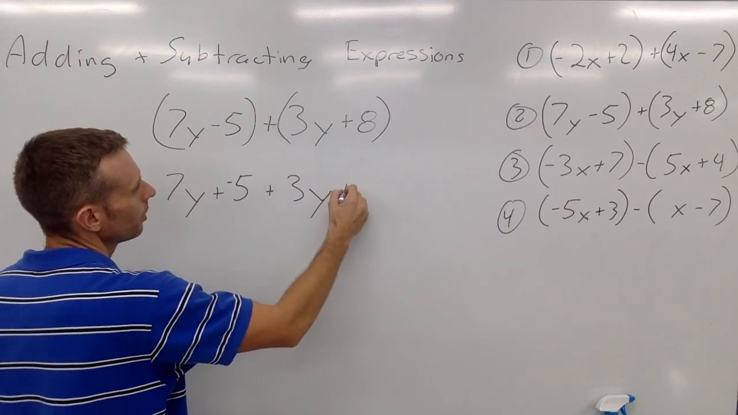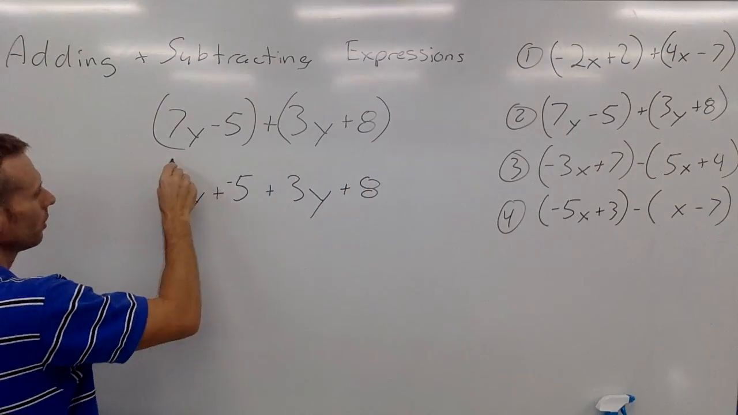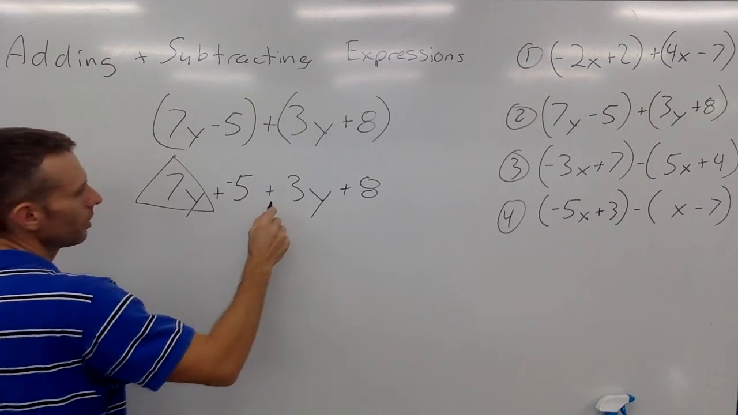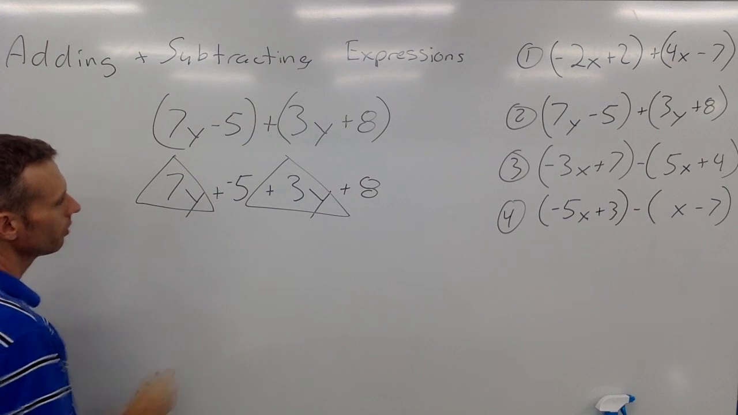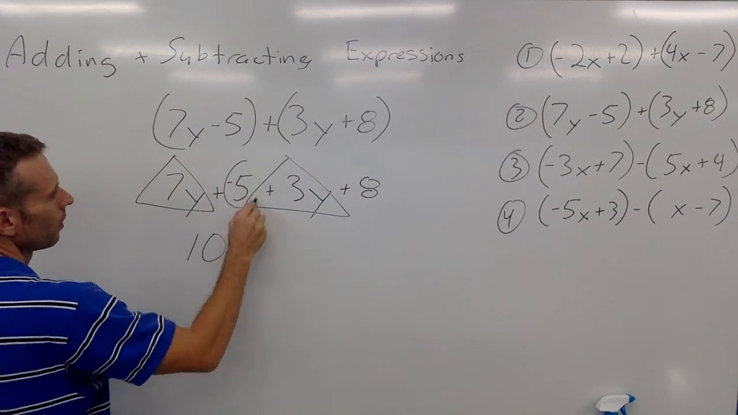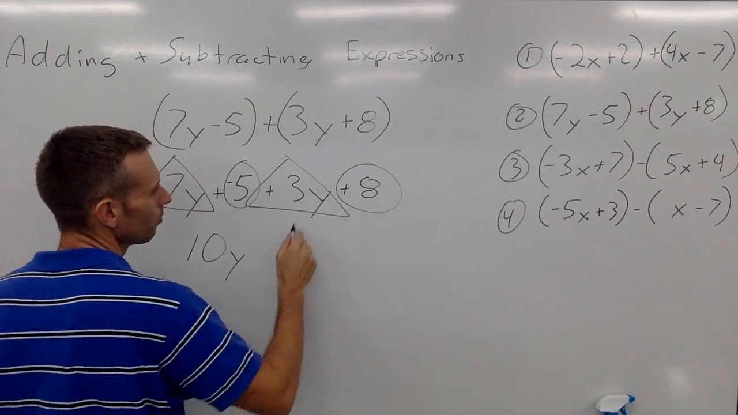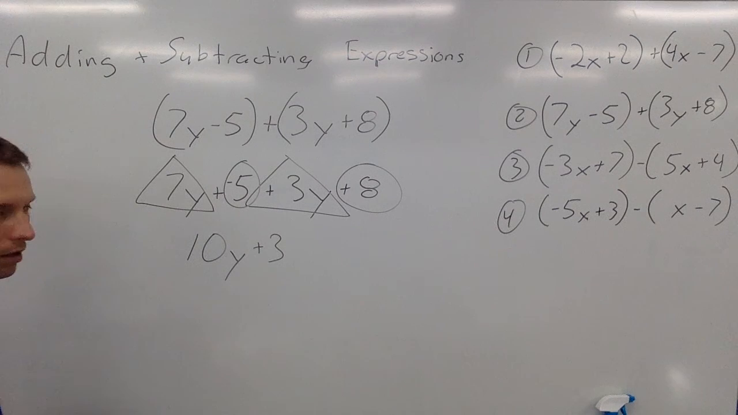Plus 3y plus 8. I'm going to look for my like terms. So I see a 7y, positive 7y here. I'm going to include that sign. Positive 3y, I get a positive 10y. Negative 5, positive 8 gives me a positive 3. And this is as far as I can go with this expression.